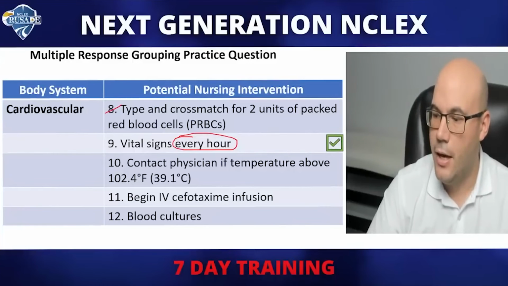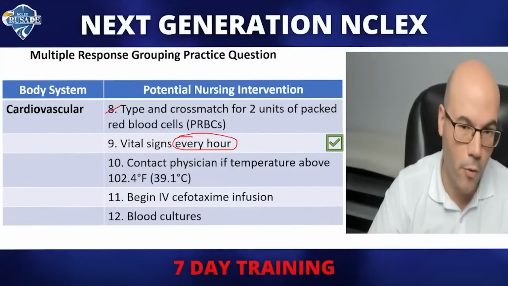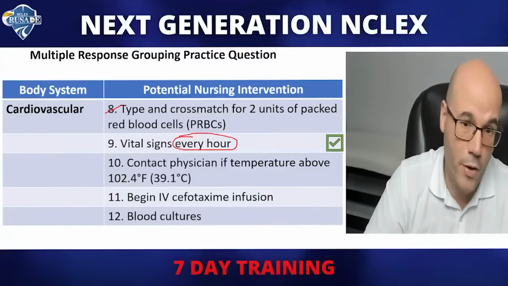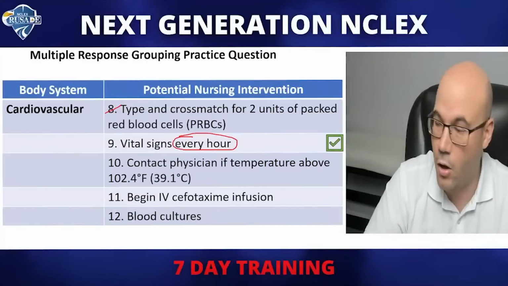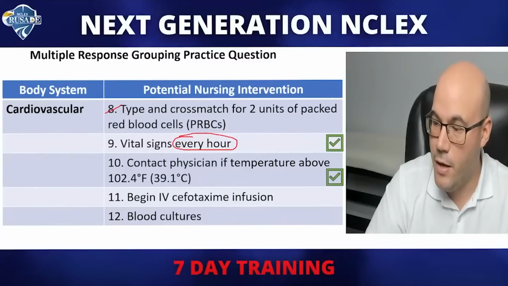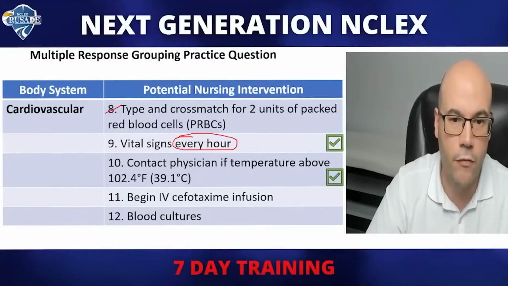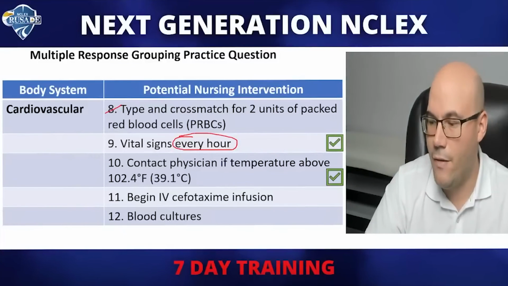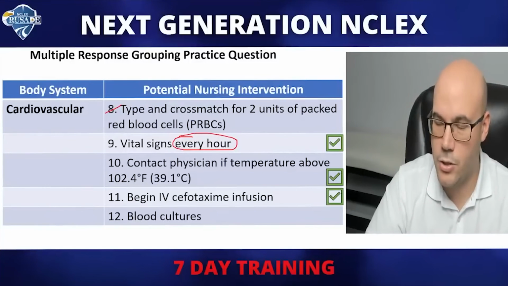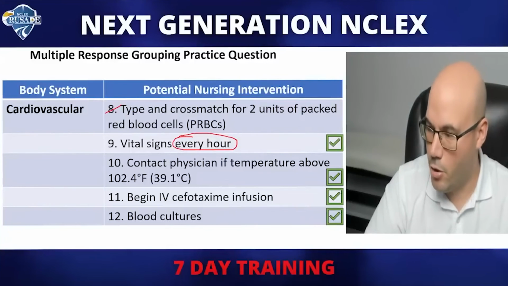Contact the physician if the temperature is above 102.4. Well, with bacterial meningitis, the patient can have a very high fever. And if we have this type of fever, we're definitely going to call the healthcare provider. 11, begin IV cefotaxime, IV antibiotics infusion. The patient will need IV antibiotics. And last answer, answer number 12, blood cultures. The patient will also need blood cultures.